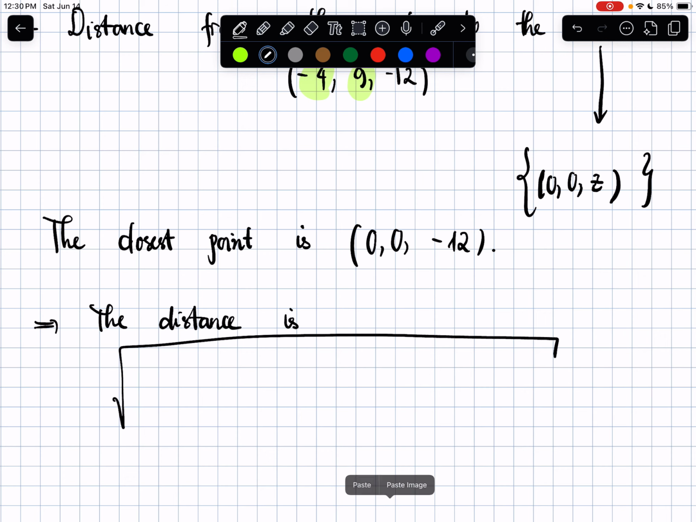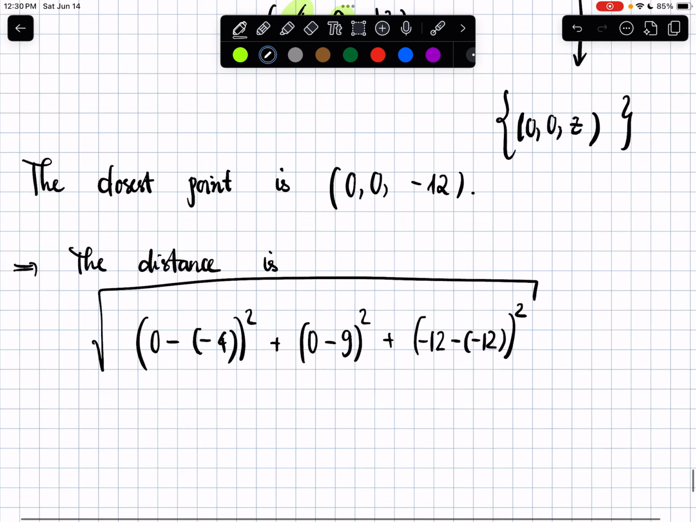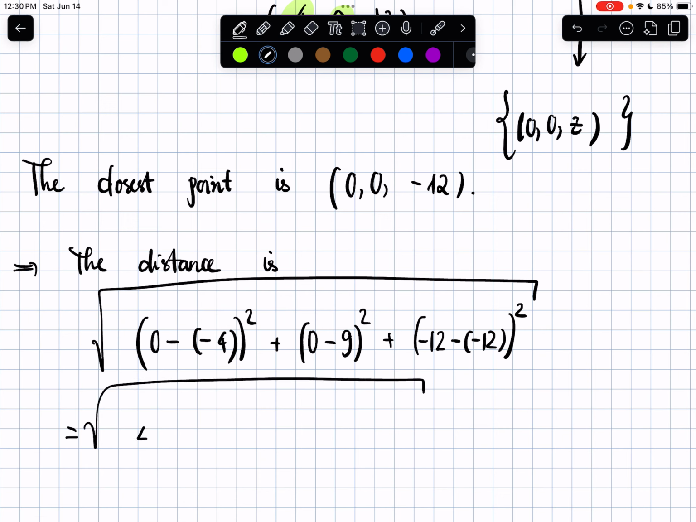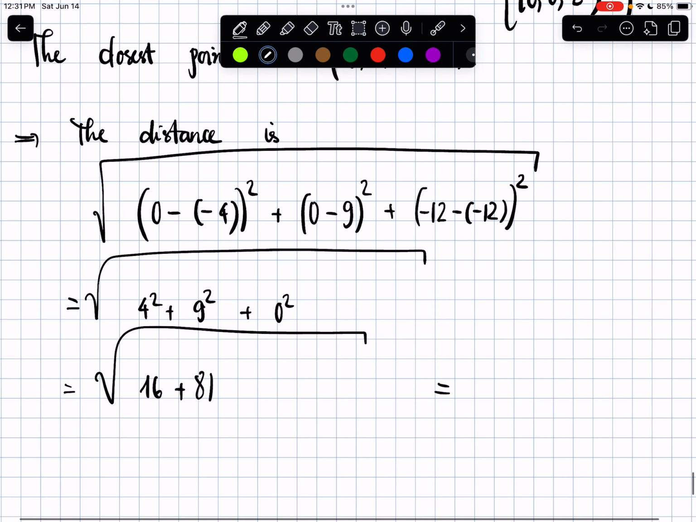So the distance is the square root of (0 minus -4) squared plus (0 minus 9) squared plus (-12 minus -12) squared, which is 4 squared plus 9 squared plus 0 squared, 16 plus 81, which is the square root of 97. Okay, so that's how we do it.